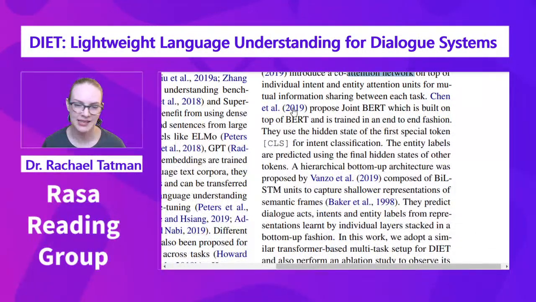Chen et al. 2019 proposed JointBERT, which is built on top of BERT and is trained in an end-to-end fashion. They use the hidden state of the first special token, CLS, for intent classification. The entity labels are predicted using the final hidden state of other tokens. Okay, so it looks like extra layers on top of BERT. And CLS is a special token that you add to BERT training data that has the classification label for the sequence you're about to input.